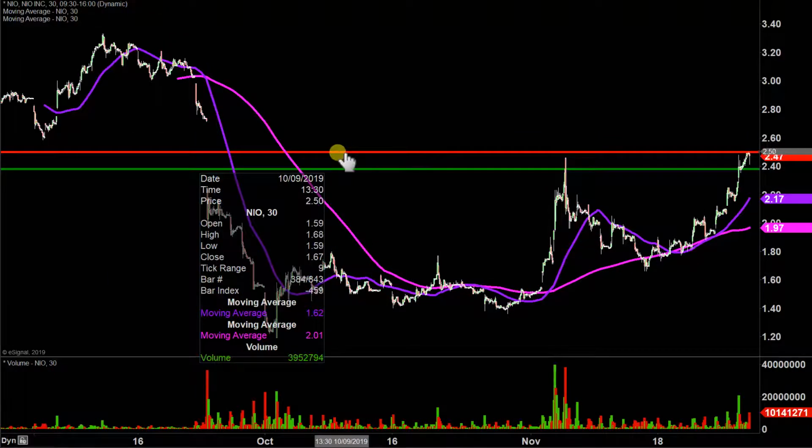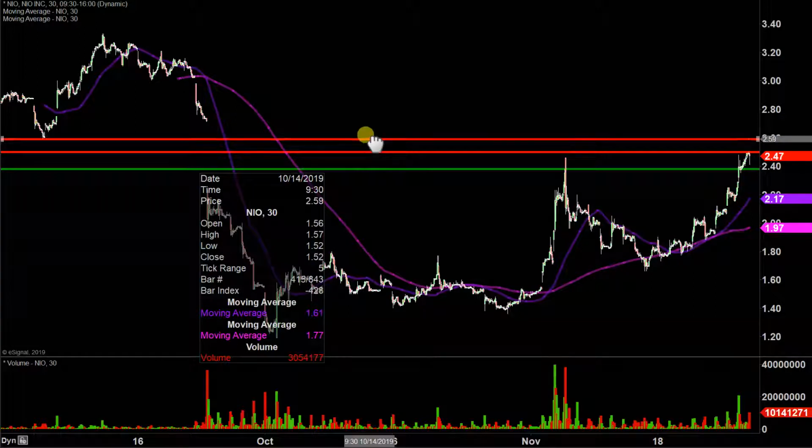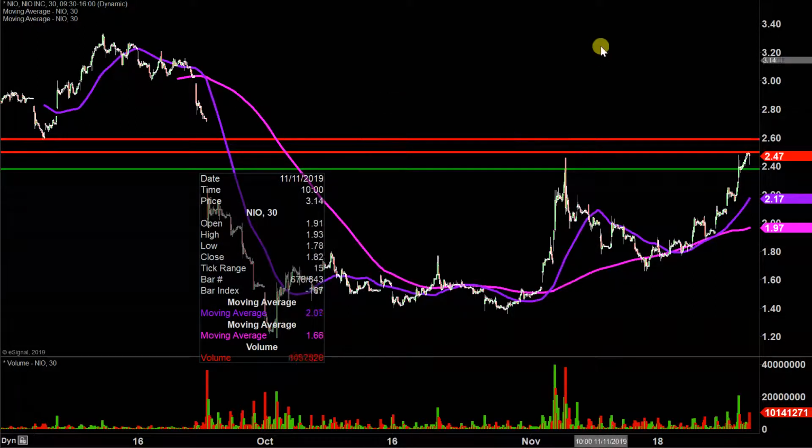Then after $2.50, next key level to keep an eye on right up there at 260. So 250, 260, next couple of key battlegrounds going forward. But all in all, just keep on chipping away with those higher highs and higher lows. And that's the name of the game.